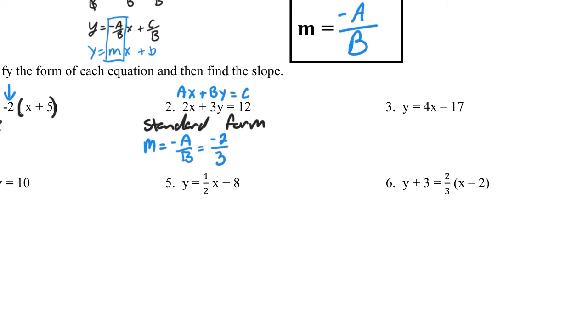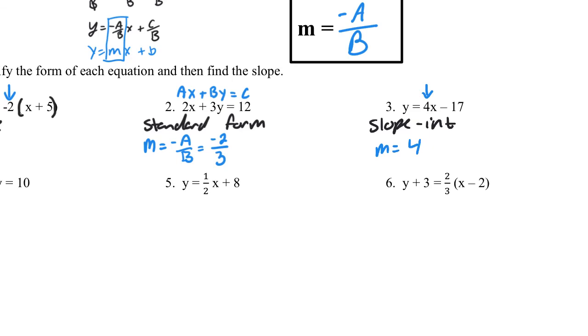Next one, y equals 4x minus 7. So x and y are on opposite sides of the equation, but we don't have any parentheses, which makes me think this isn't point slope form. This is slope-intercept form. And in slope-intercept form, our slope is always the coefficient of x. So here our slope is just 4. All right, I'm going to backtrack here so I don't have to move around my page so much.